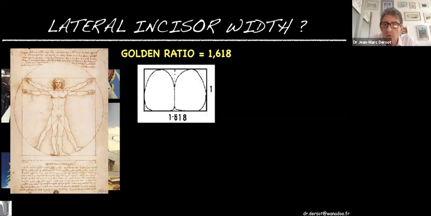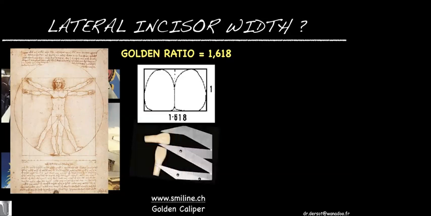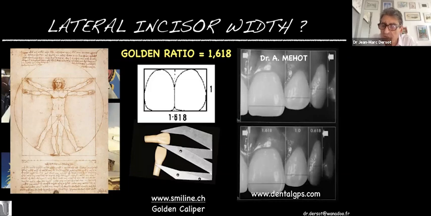Concerning teeth, we can use the golden ratio only for the two central incisors. As you can see, the ratio between the eye and the width of the two central incisors is the golden ratio. For the prosthetic laboratory, they have a golden caliper, as you can see. You can buy it on a lot of websites, for example, Smile Line, which is a website from Switzerland, and they have this golden caliper. But it's quite difficult to use the golden ratio for other teeth.